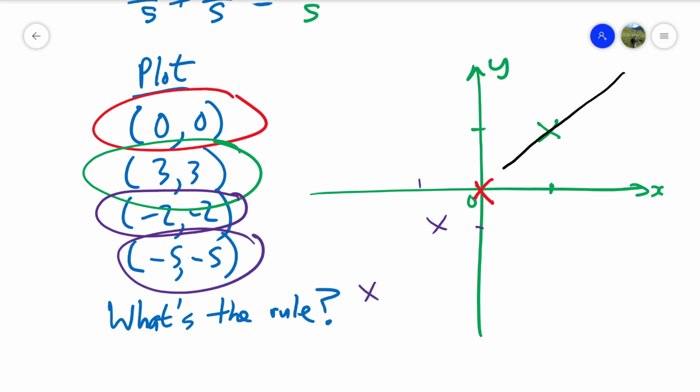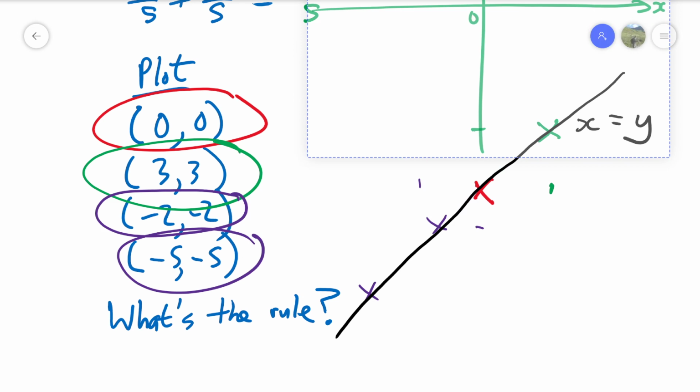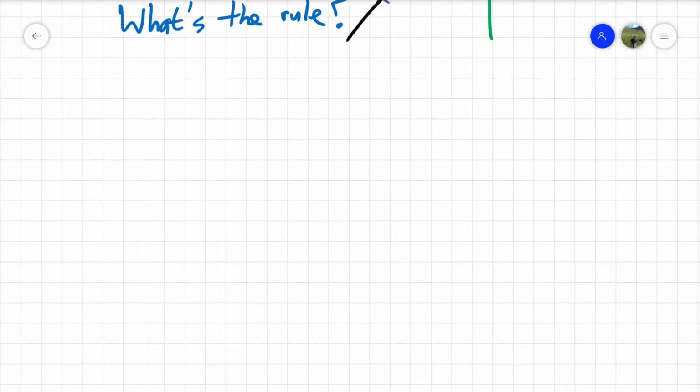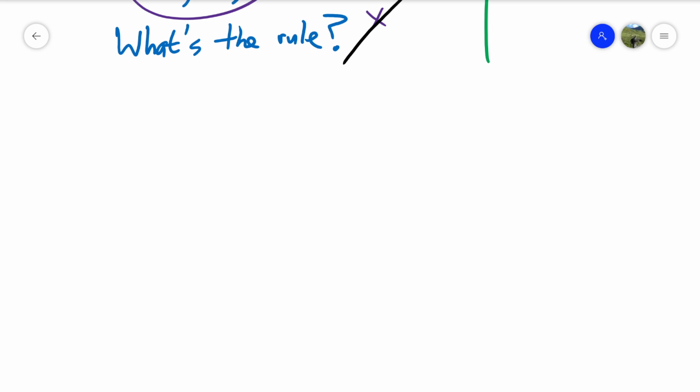What's the line here? What's the rule? What's always true? What's always true is that the x value is the same as the y value. How do we write that in maths language? We say x equals y. Let's do the next question. Whoops, I just did something weird. Okay. This is a calculate question.